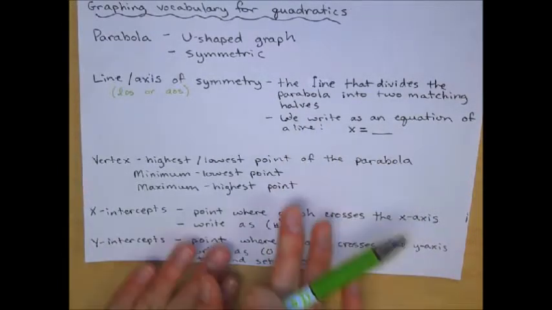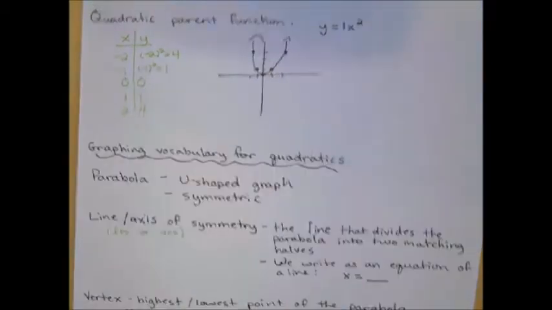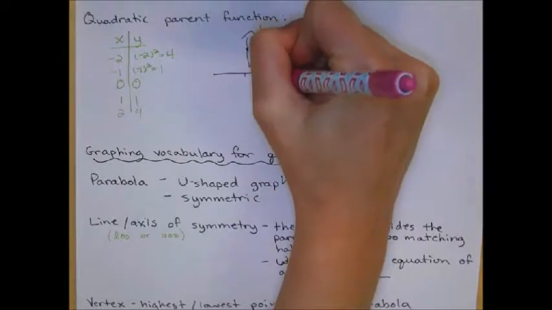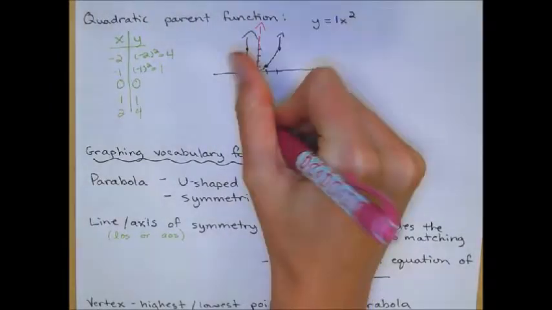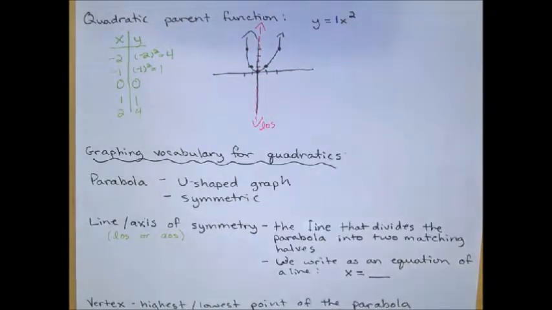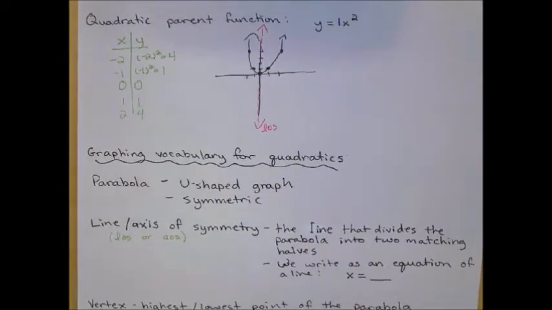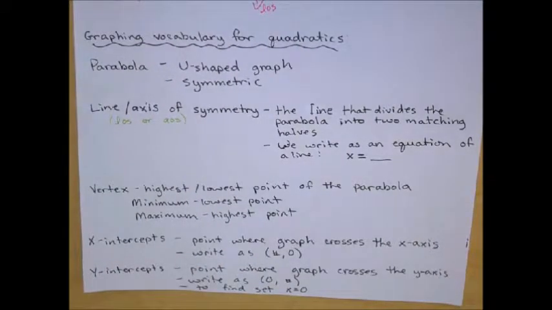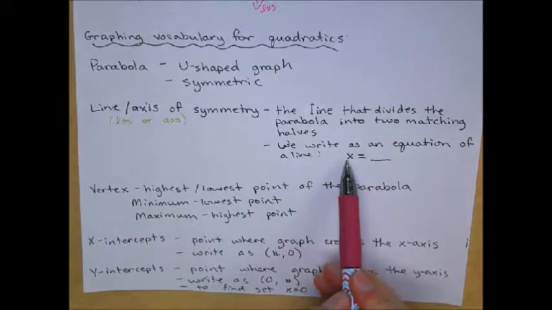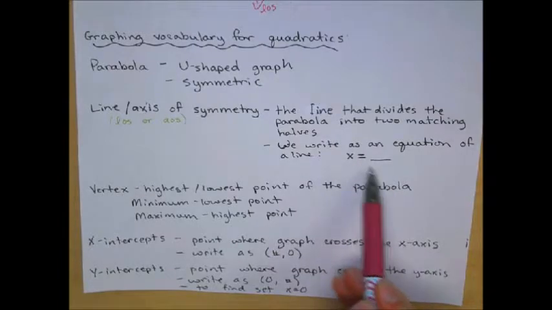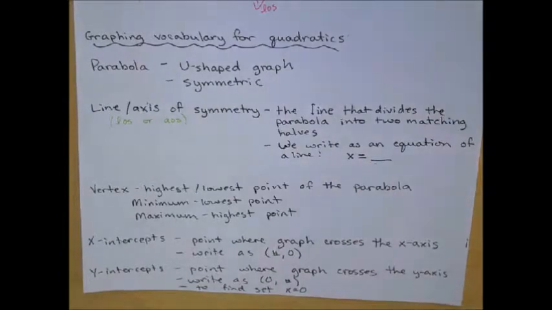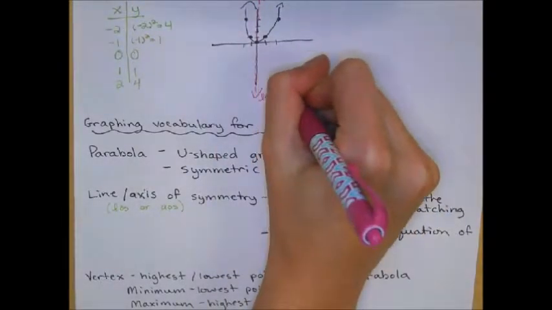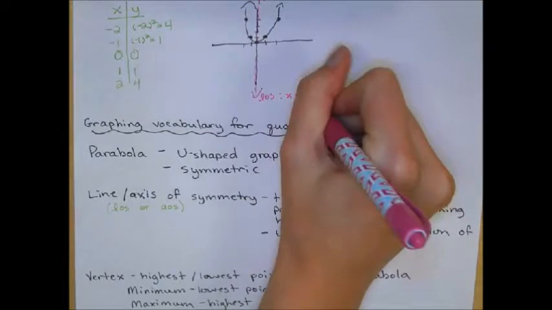So if we go back up to the top where our graph is, our line is right here down the middle. That is our line of symmetry. So go ahead and draw that in. And we write it as an equation of a line. So x equals something. Up here, our line of symmetry, x equals, it's going through x equals 0.